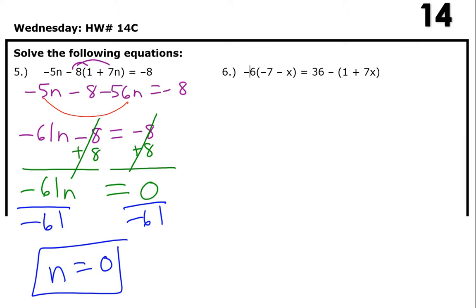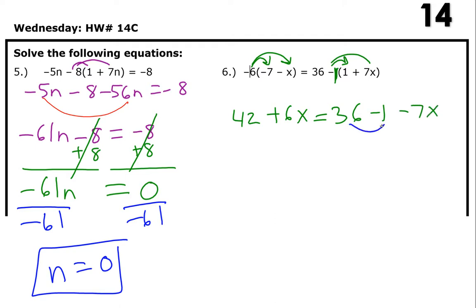All right, question number 6. Multiply by distributing this -6. So +42 and -6 times -x is +6x. And the rest of this over here will stay the same, but you see this minus sign outside the parentheses? That needs to be distributed. You can think of it as distributing a -1. So -1 times 1 and -1 times 7x.